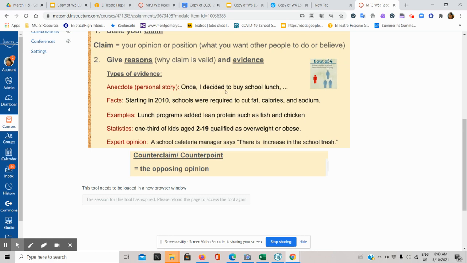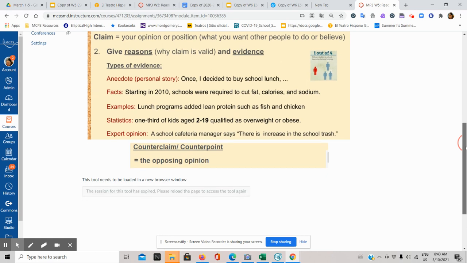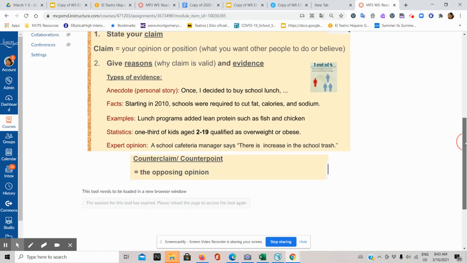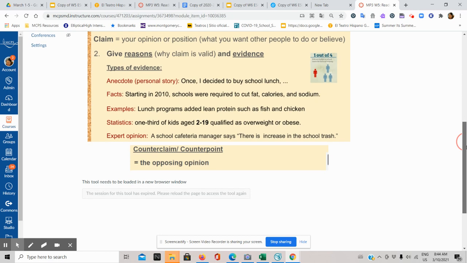An anecdote that's related to that same opinion would be: when the rules changed, my mother let me buy lunch at school. When they were just offering fried chicken and pizza and food she called junk food, she wouldn't let me buy the school lunch. She made me bring my lunch. That would be an anecdote. Okay, so you're going to be looking for the claim, anecdote, facts, examples, statistics, and expert opinion.